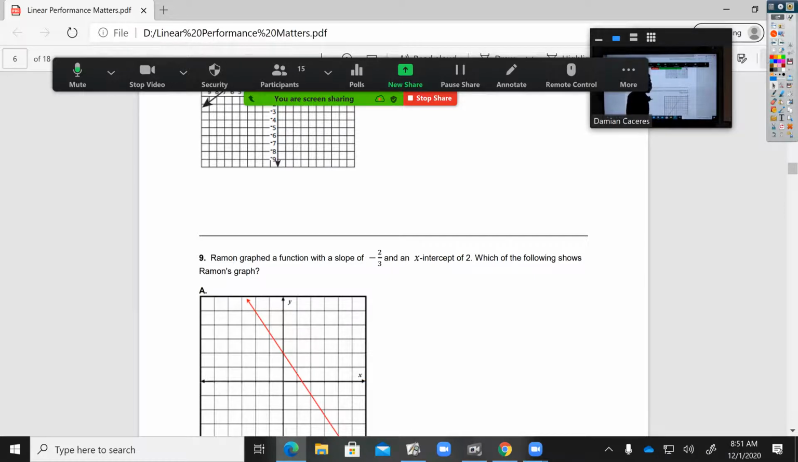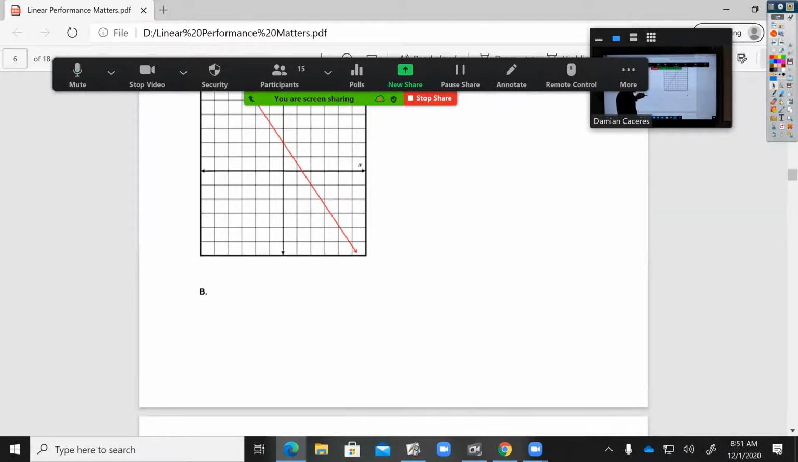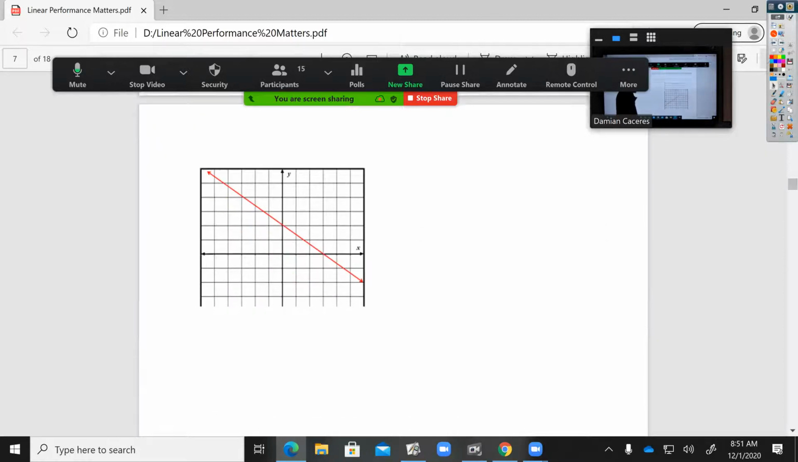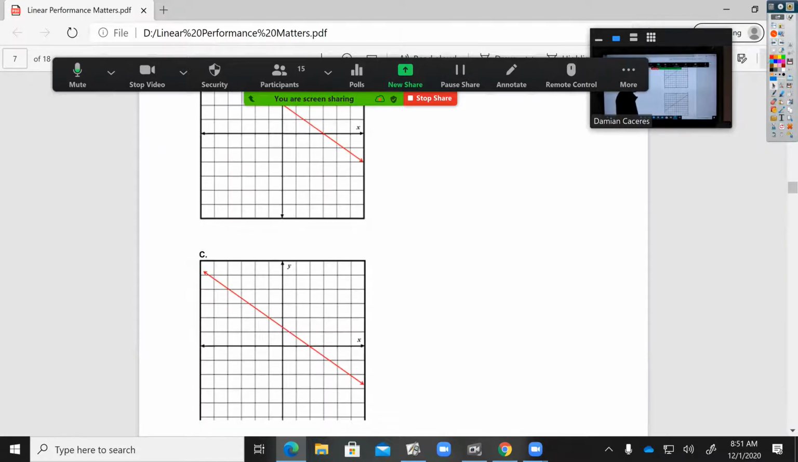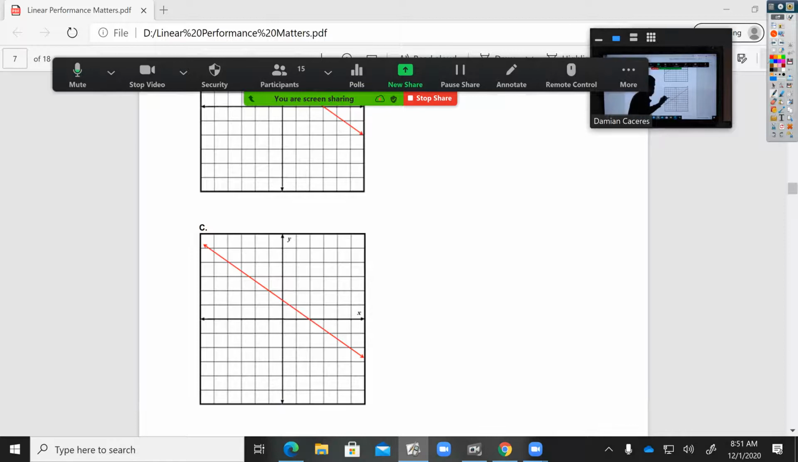was negative 2 over 3, which would be down 2, right 3. So let's see which one of those goes down 2 and right 3. Let's mark 2 points. So here's one. Here's another one. Down 2 boxes, right 3 boxes. So we know C is the answer. I don't even need to look at D because I know C is the answer. Down 2, right 3 is exactly what it says.